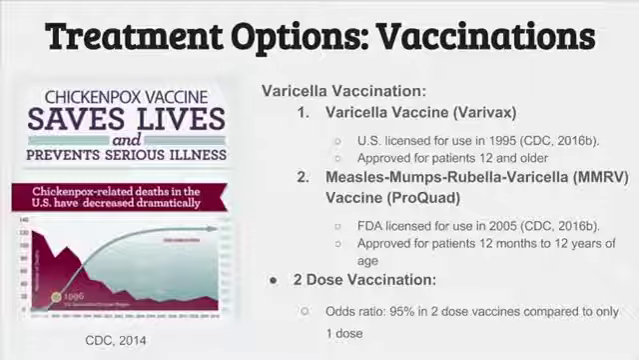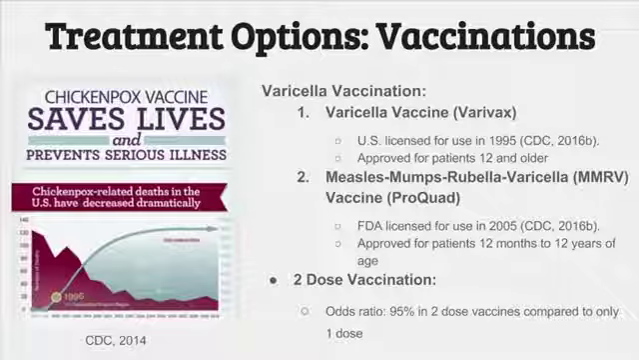There should be at least 3 months in between the first and second dose for children younger than 13 years of age. The CDC also recommends that adolescents aged 13 and older and adults without any evidence of immunity to the varicella virus be vaccinated with Varivax. Adolescents and adults should receive 2 doses at least 4 weeks apart.